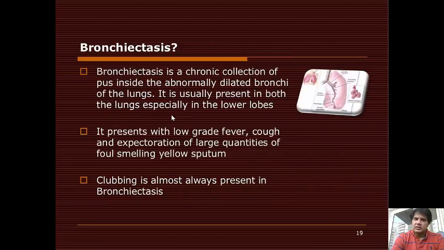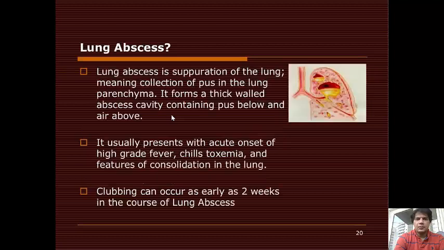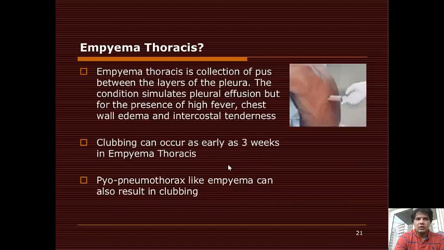Bronchiectasis, as I told, is a chronic suppuration. It will lead to clubbing, low-grade fever, and a lot of cough. Lung abscess, again chronic suppuration. The clubbing can start as early as 2 weeks. Here you will have high-grade fever, chills, and toxemia. Any chronic suppuration in the body, lung abscess, bacterial endocarditis, may lead to clubbing. Empyema thoracis, again you have a lot of pus in the layers of the pleura.